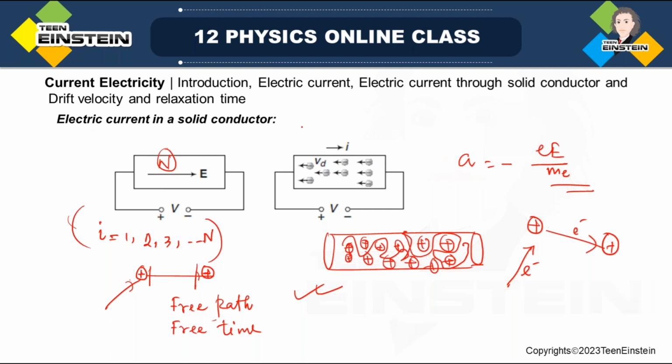All right, I think we will stop here for today. Next day we'll take up the remaining portion. Relaxation time and the derivation of drift velocity will be taken up in the next class.